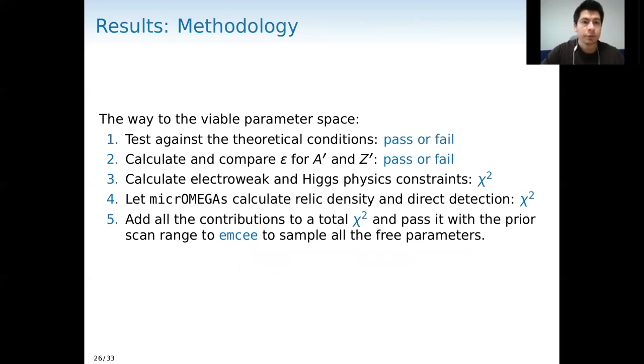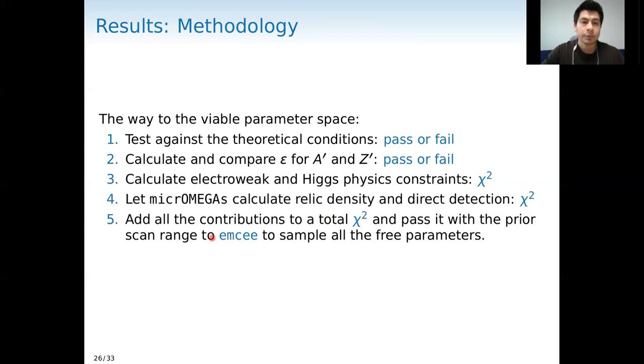For the methodology of this study, to find the parameter space, we are going to test first the theoretical conditions, the vacuum stability and the perturbativity. For this, we are just going to assign whether the parameter space point passes or fails the test. And we are also going to calculate the epsilon for A prime and C prime and compare with the experiments, and we are also going to pass or fail this. And we can calculate electroweak and physics constraints, and we can include this into a chi squared. And we can use micromegas to calculate the relic density and direct detection that we can also include into a chi squared. We can add all these contributions to the total chi squared, and we can decide on a prior, which is the scan ranges.